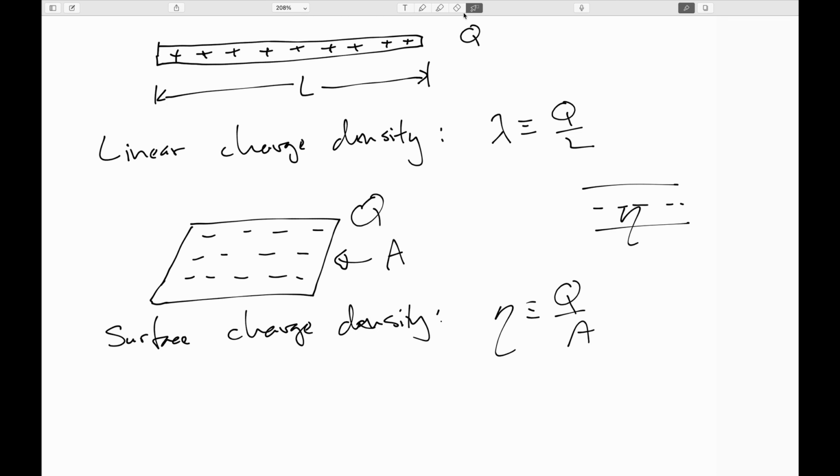Now, a lot of books will alternately use the lowercase Greek sigma, which you would draw like that. So the notation isn't 100% consistent in the physics community. I'll go ahead and use eta here.